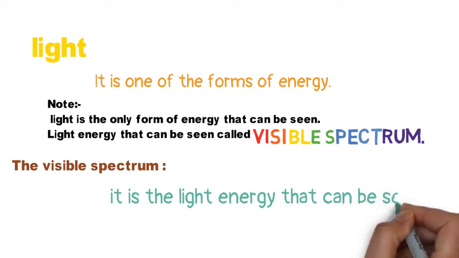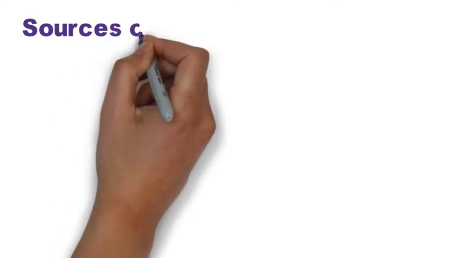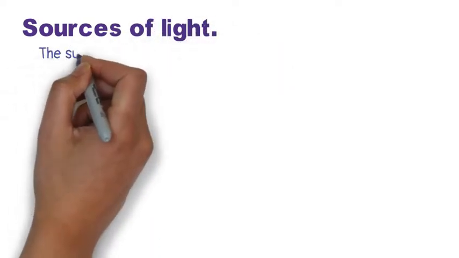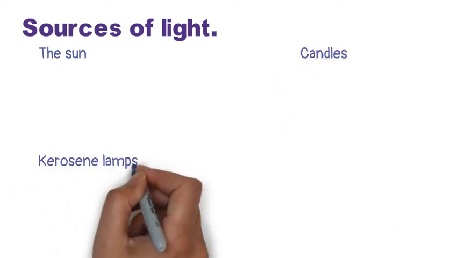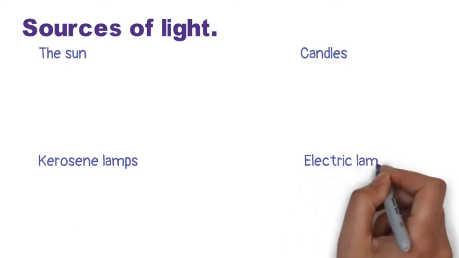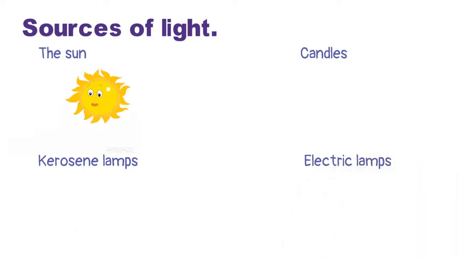Let's proceed. We have many sources of light. We have the natural source and the artificial. Natural means Allah made it. Artificial means man made.